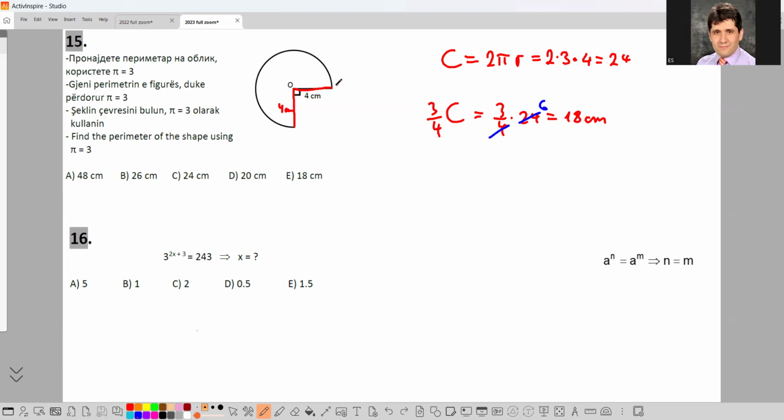Why? Because only this blue part has circumference 18, this part. What is the total perimeter? The perimeter is this 3/4 of the circumference, 18 centimeters, plus 2 times the radius, 2 times 4, which means it's 18 centimeters plus 8 centimeters, that's 26 centimeters.